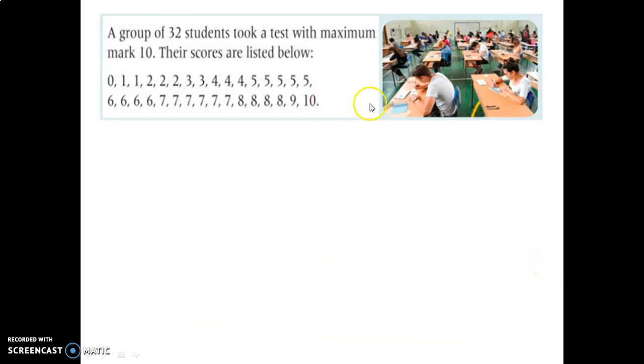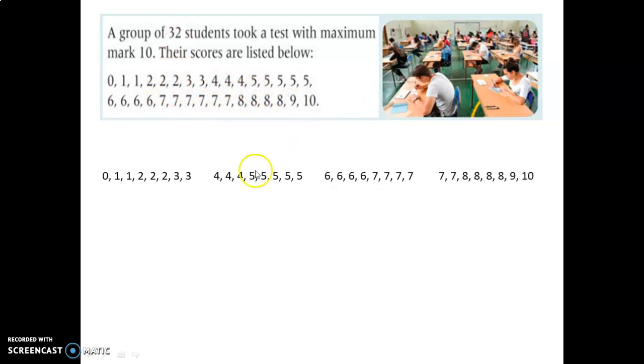Okay, let's go back to the example we looked at with 32 students writing a test with these scores that they earned. Here's the data split into the 4 quarters. Here we have our median, Q2, something between 5 and 6, which would be 5.5. Here we have our Q1, or quartile 1, between this 3 and 4, which will be 3.5. And here we have Q3, which would be the number right between 7 and 7, which is 7. Okay, so we have our Q1, Q3, and all that.